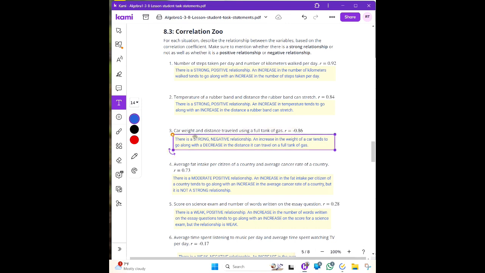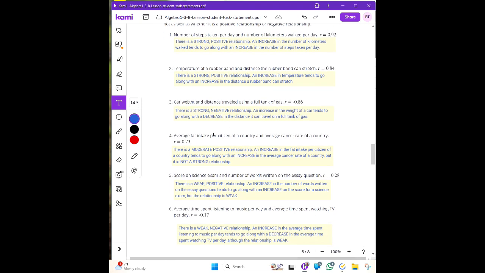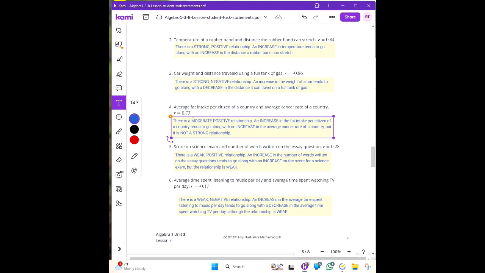All right. Number three, car weight and the distance traveled. If the car weighs a lot, it is not going to be able to travel as far on a full tank of gas. So the relationship is negative, but it's pretty strong. The next one, average fat intake per citizen of a country and the average cancer rate of a country. We might think that that's going to be a really strong relationship, but when we look at the correlation coefficient, we see that it's 0.73. So it is a moderate positive relationship here.